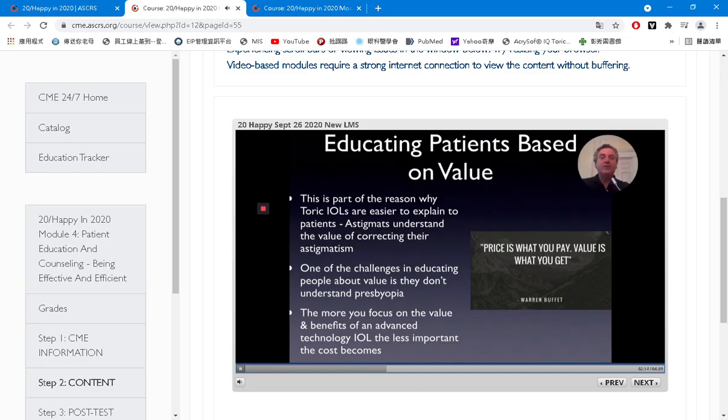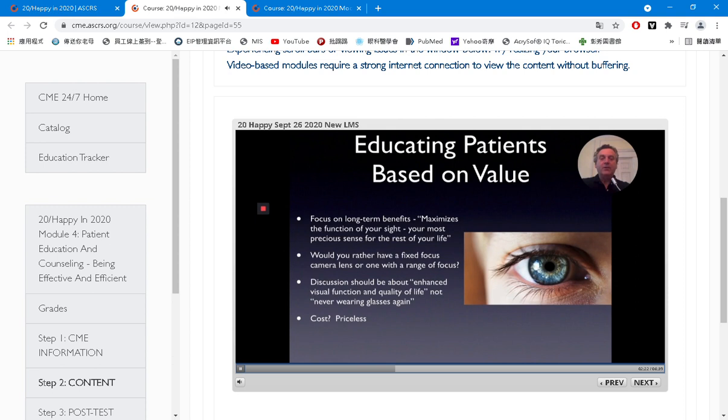The more you can focus on the value and benefits advanced technology lenses will bring to your patient's lifestyle, the less important the cost becomes. We've all had the issue or experience of dealing with a patient who comes in and says, I have a friend who has one of those lenses, they're so happy, that's what I want.